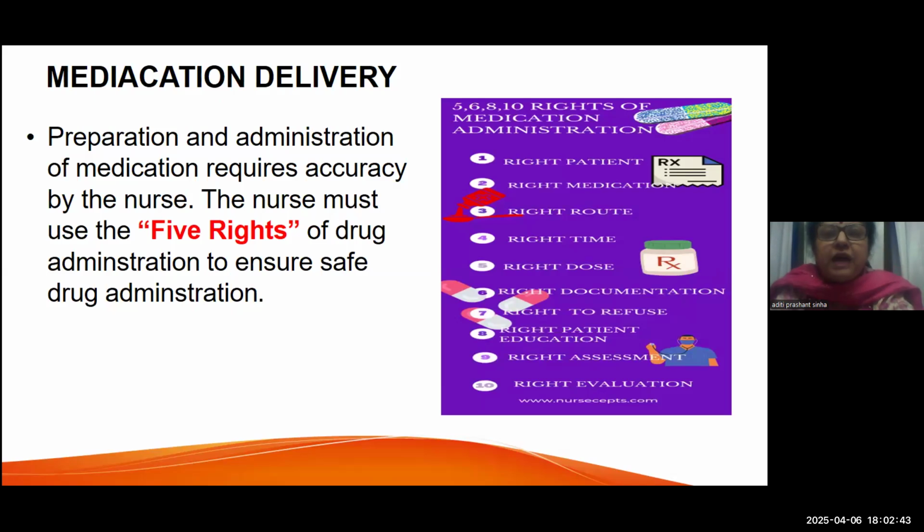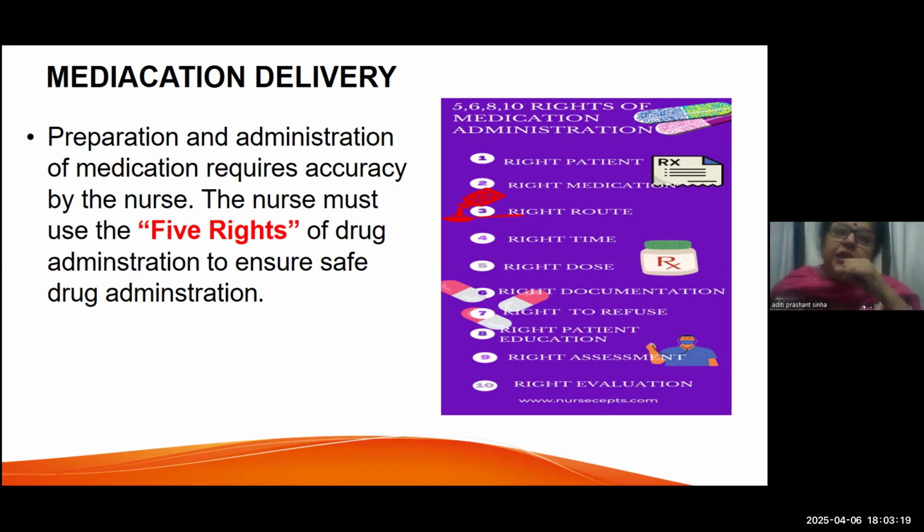Preparation and administration is our major role in medication administration, which requires accuracy by the nurse. So we need to remember the 5 rights of drug administration to ensure safe drug administration. The 5 rights are: right patient, right medication, right route, right time, right dose, right documentation, right to refuse, right patient education, right assessment, and right evaluation.